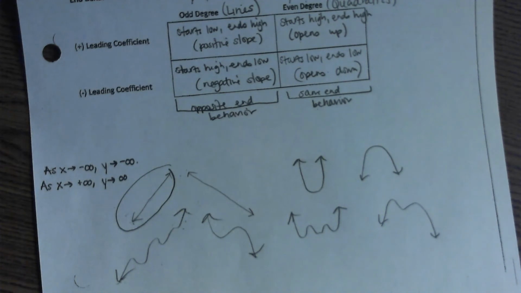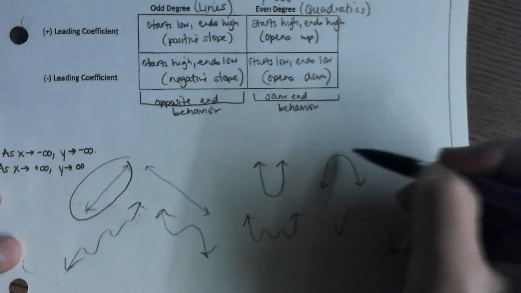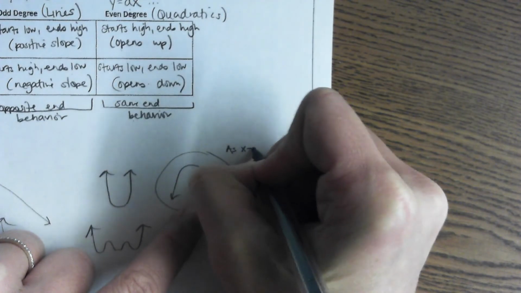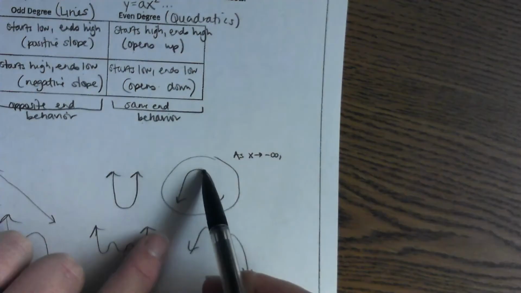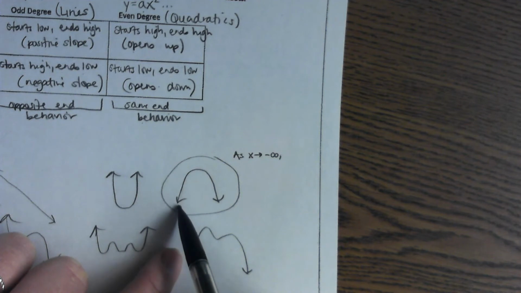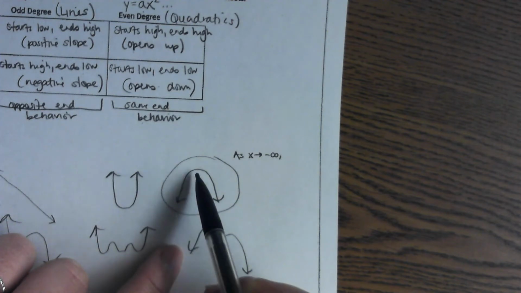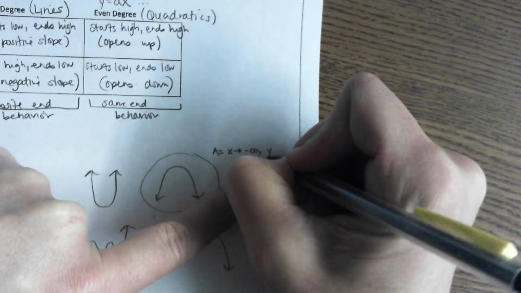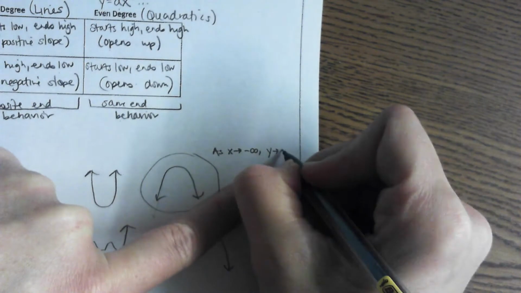It's just that's a lot less common language. So I find it easier to say it starts low, ends high. But truthfully, you'll see it this way. If I go over to this one, let's just do an even example. As x goes towards negative infinity, so that would be me heading to the left, so going this direction, what's happening to my y coordinate? It's going down towards negative infinity.